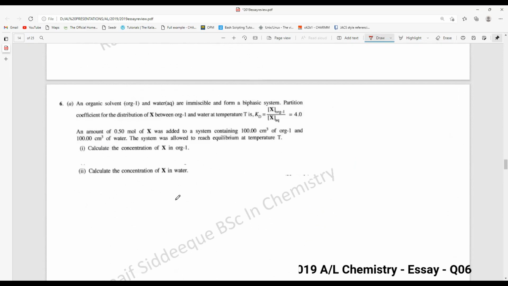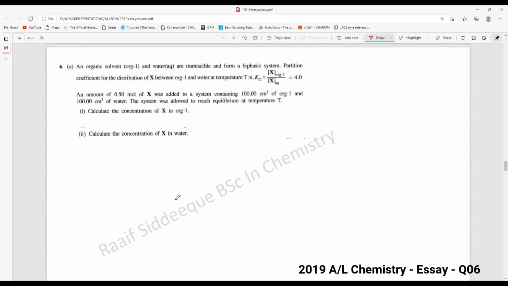Okay, so let's go back to this very quickly again. 6.1: An organic solvent and water are immiscible and form a biphasic system. The partition coefficient of X between organic and water is given as this one. An amount of 0.5 moles of X was added to a system containing 100 cubic centimeters of organic and water.